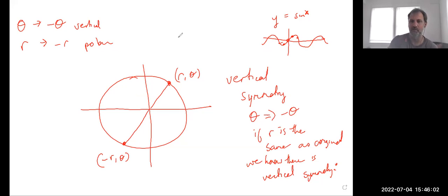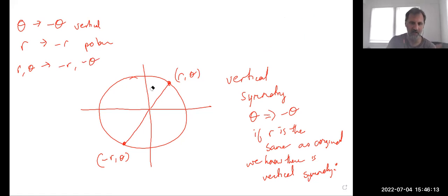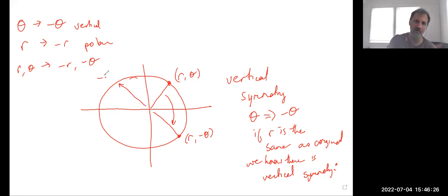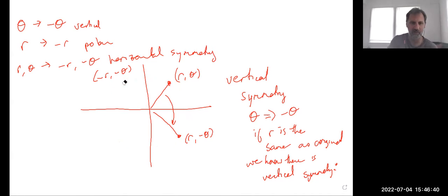Okay. So then the last type of symmetry is the horizontal symmetry, and that is where we replace both. And so that's what I was kind of getting at. We started with (r, theta). If we move this down to (r, negative theta), that takes us here. But if we take (negative r, negative theta), then that takes us over here. And that's the test for horizontal symmetry. Okay. So I'll show you a few easy examples, and then we'll look at some more complicated examples.